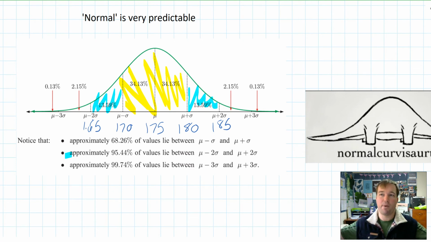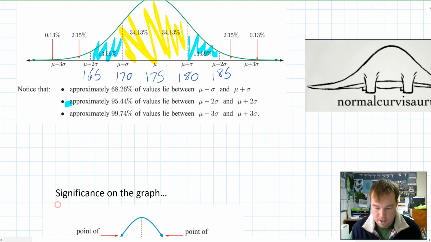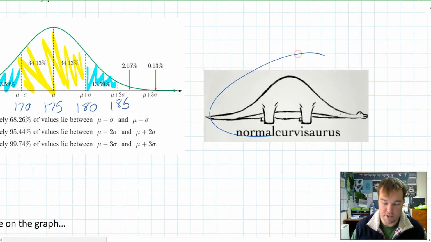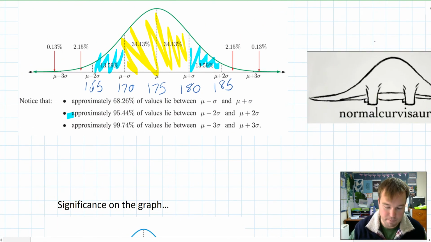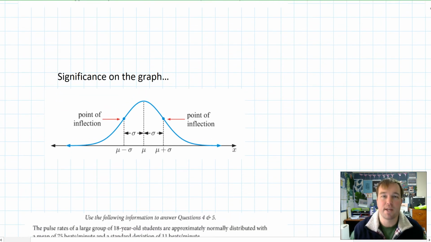It's not evenly spread, where there's an equal chance of someone being 190 as opposed to 170. You're more likely to find a 170 centimeter person, 175 centimeter person than 190. Alright. Normal curvosaurus. I just thought it was a cute meme. Now, in terms of graphical significance, if we're thinking in terms of calculus, if we find the second derivative and set it equal to 0, it will equal 0 at these 2 points. 1 standard deviation out from the mean are non-stationary points of inflection.